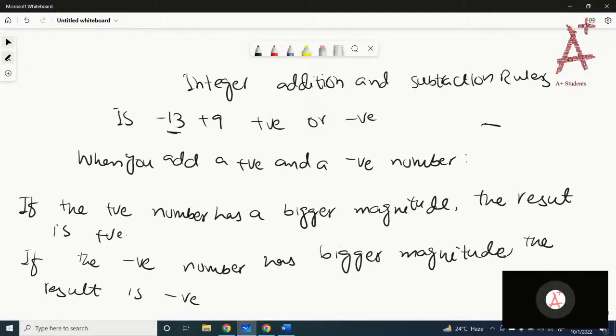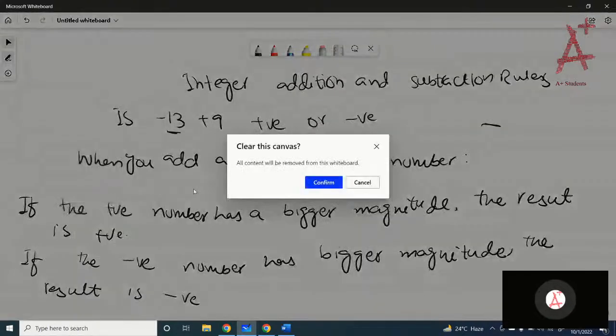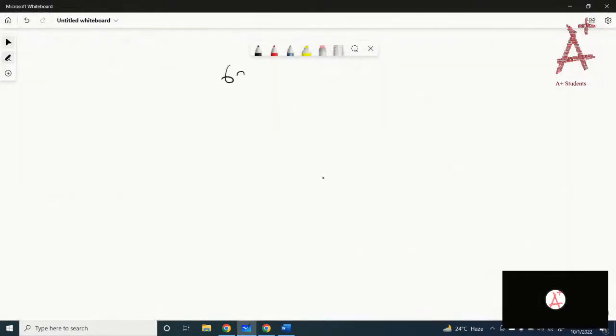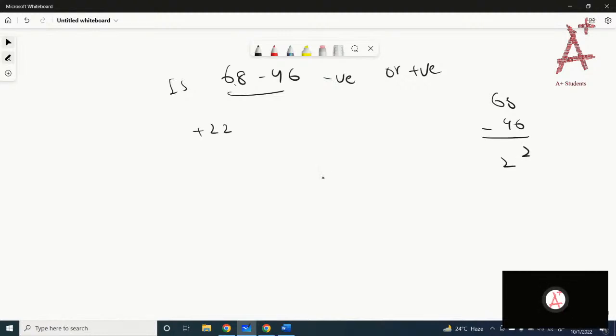Okay, let's just move on to the next example. So the next example is 68 minus 46. Is 68 minus 46 negative or positive? So we are subtracting a smaller number from the larger one. That means 46 is smaller and 68 is greater. That means the answer is positive. So just subtract and check: 68 take away 46, 8 minus 6 is 2, and 6 minus 4 is 2. The answer is a positive number. Got it?